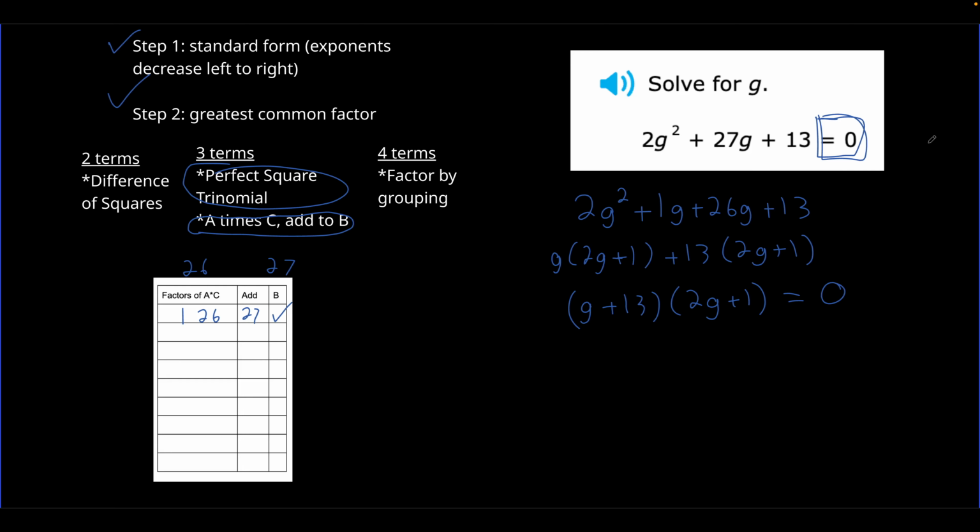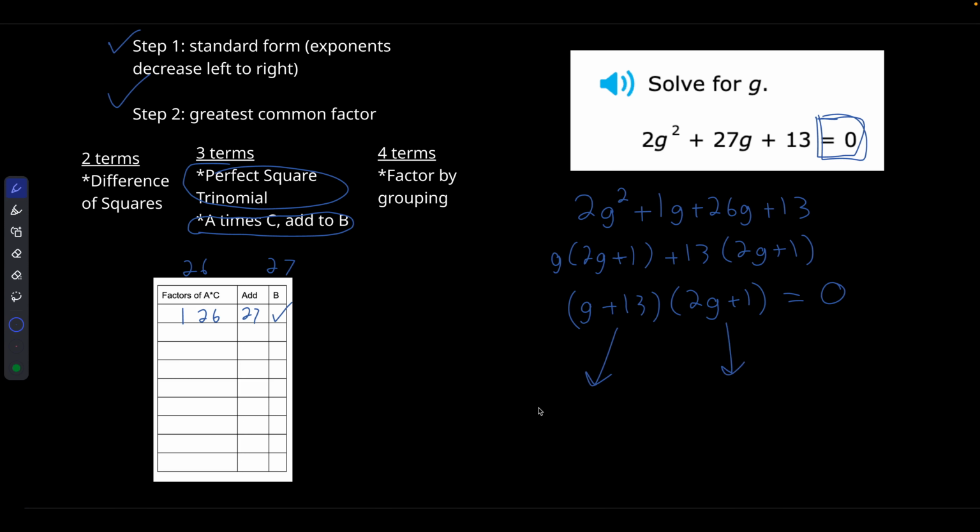Now, for this equals 0, we're going to add it in after we're done factoring. So we put equals 0. And now what we do is we split this into two different problems. g plus 13 equals 0. And then the second parentheses, 2g plus 1 equals 0.